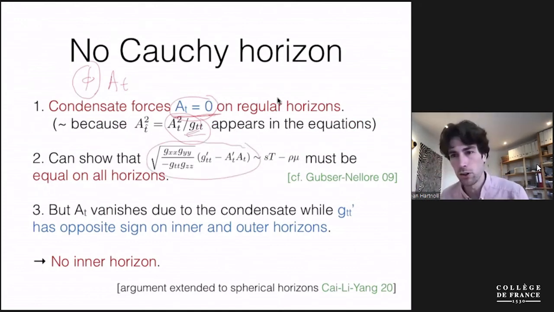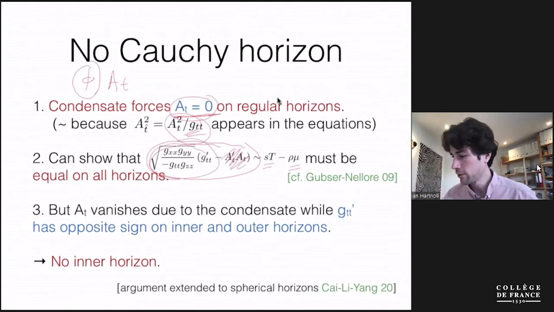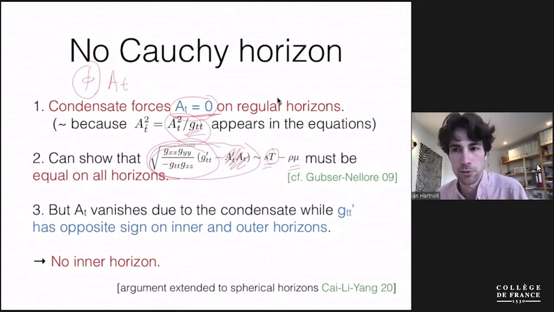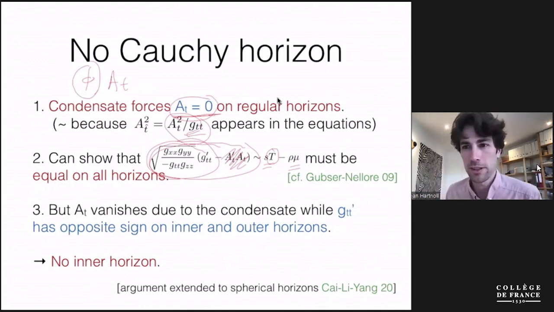the same on all horizons. Maybe this is too opaque. I'll go through it quickly in case it's useful, but to elaborate would take a while. It turns out this quantity, which is roughly the free energy, has to be constant on horizons. But if A_T vanishes, that means this thing has to be the same on the 2 horizons. But this thing is the temperature, and the temperature is positive on the outer horizon, but negative on the inner horizon. And so it's not possible that it's the same. That was probably too fast, but there is an argument there. If you're interested, you can look at it.